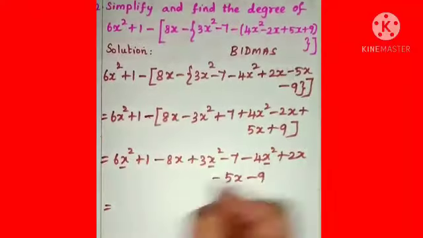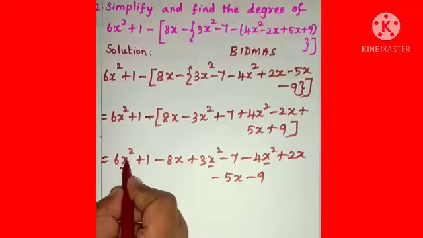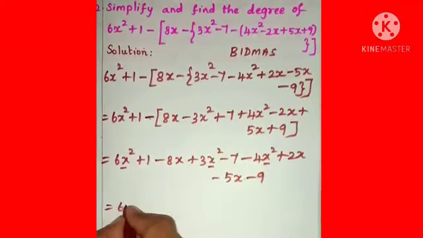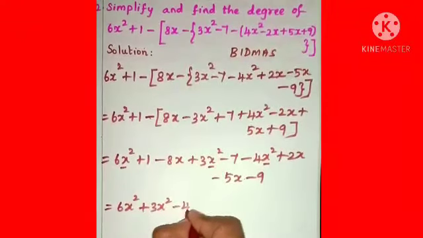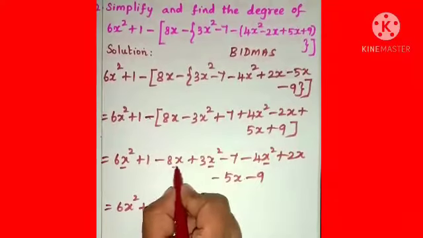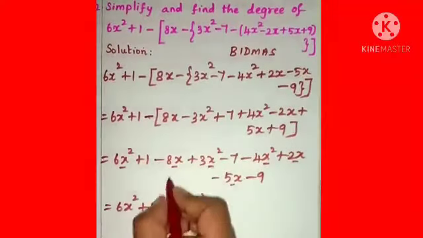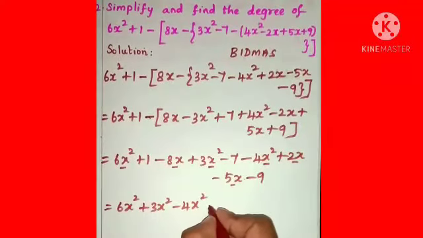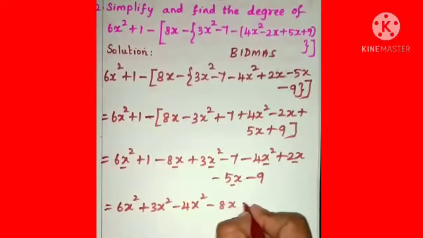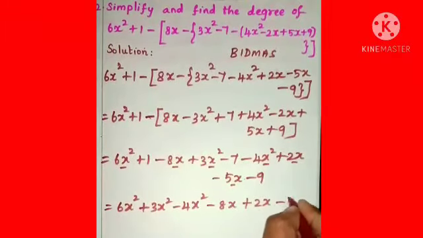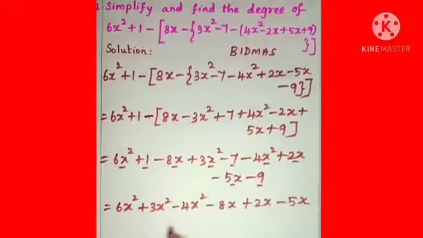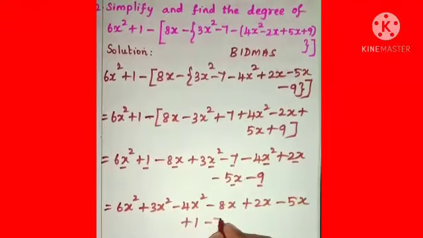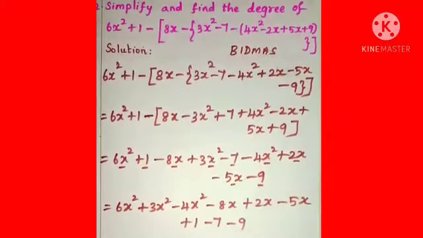Now let us group the like terms in x squared: 6x squared plus 3x squared minus 4x squared. Then the terms in x are minus 8x plus 2x minus 5x, and then finally the constant terms plus 1 minus 7 minus 9.